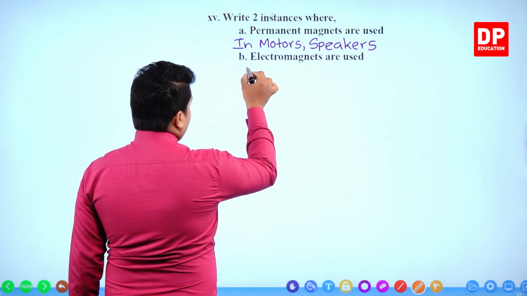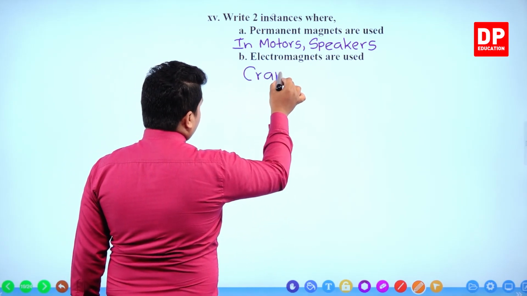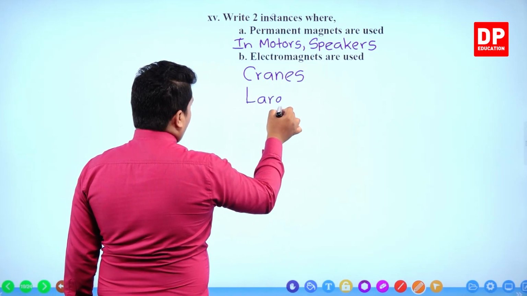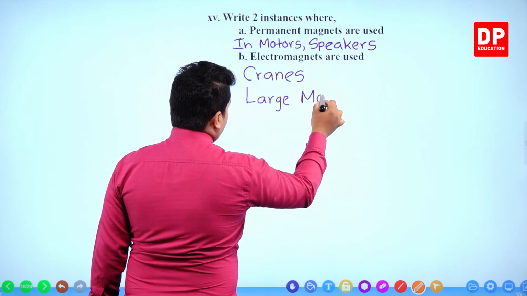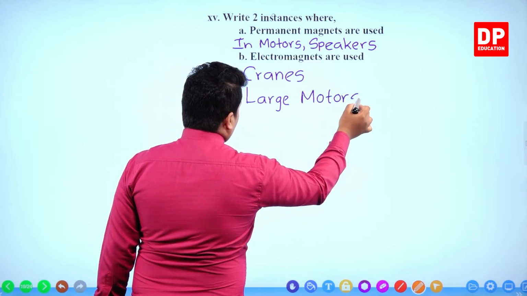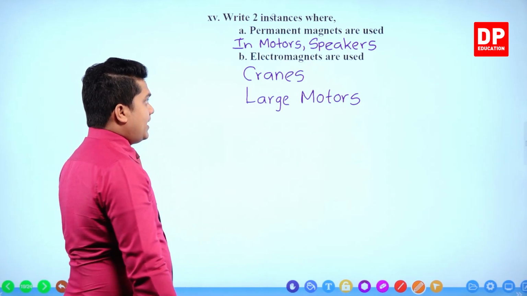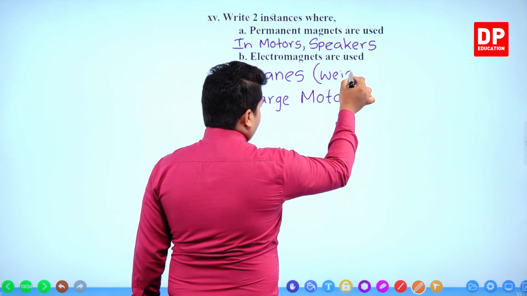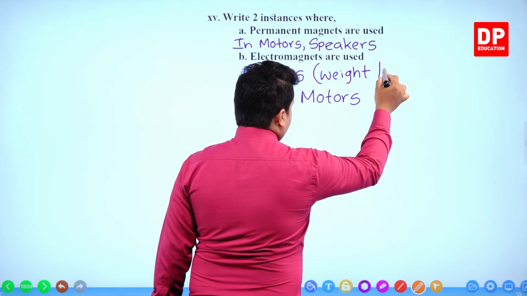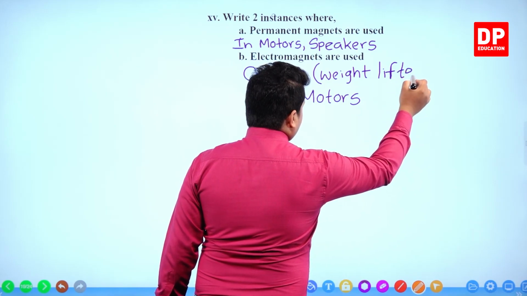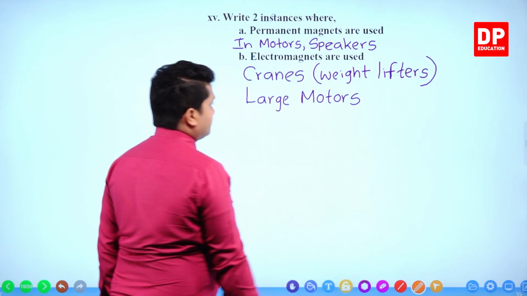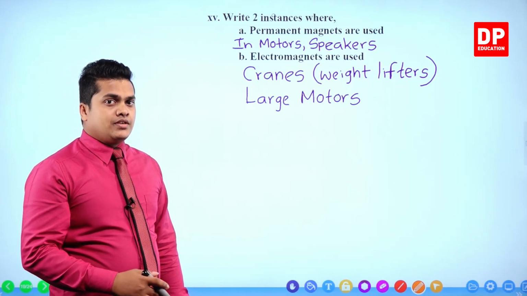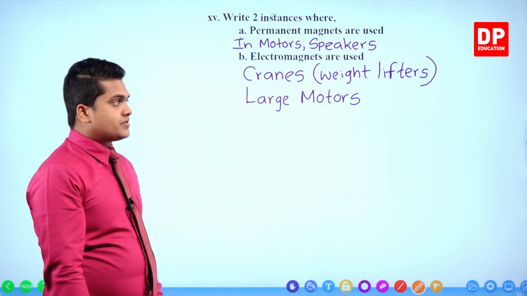Electromagnets are used in cranes, large motors, and I'll mention the weight lifter as well. Right. So these are the instances where we use temporary magnets or electromagnets.